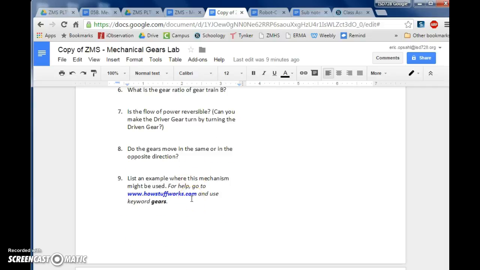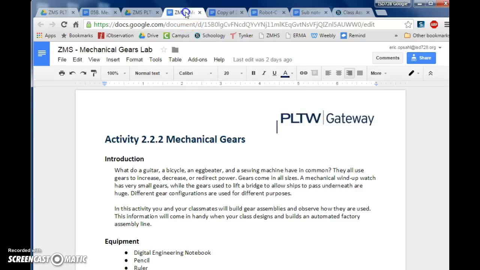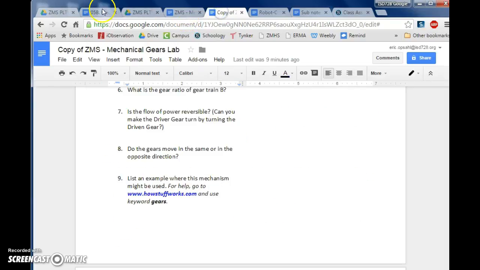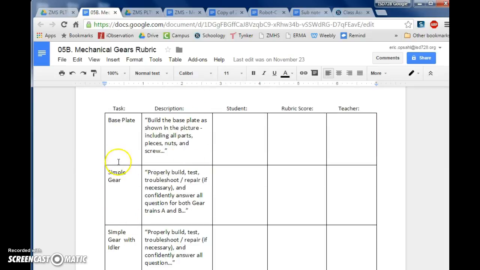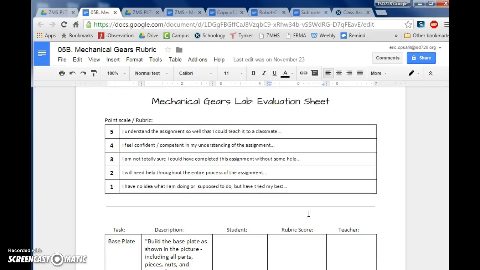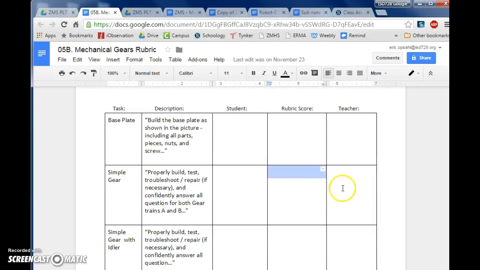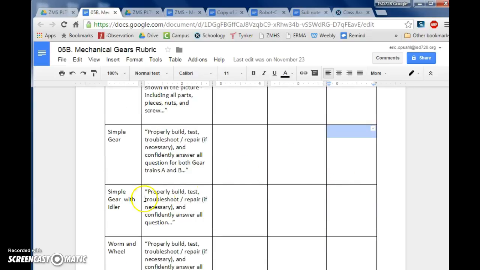Then what's next? You find your sign-off sheet, wherever it is. That's not it. There it is. And you would take this simple gear one. When A is done, we get A signed off. When B is done, we get B signed off. Score yourself based on the rubric up here. Where you at? A 5, 4, 3, 2, 1. And then have the teacher sign off here.